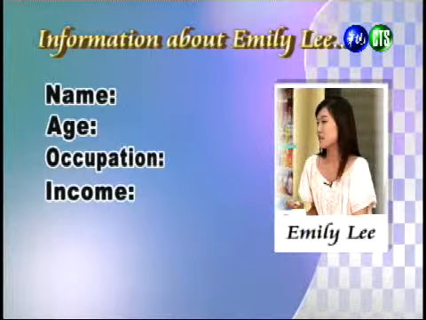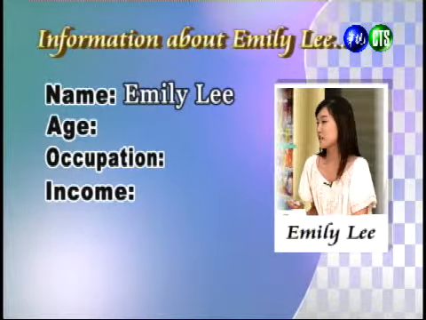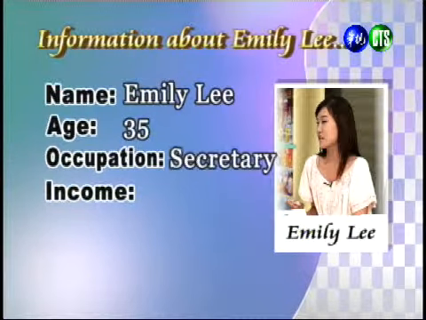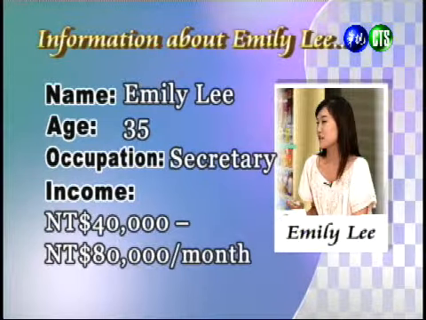So now in terms of the background information that we have about our informant, you saw that she filled out a form. And so let's see what information we have about her. Right, and so we see that her name is Emily Lee. Her age is 35. Her occupation is secretary. And her income range is between $40,000 to $80,000 per month.